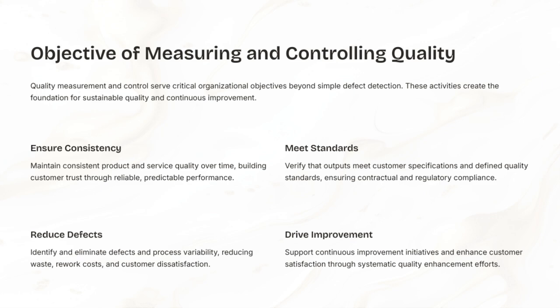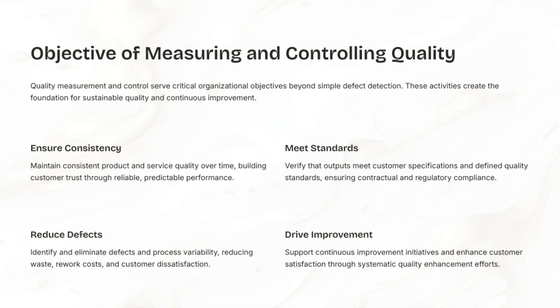Next, reducing defects involves verifying that our outputs meet both customer specifications and the quality standards we've set. This step is crucial for ensuring we remain compliant with contractual and regulatory requirements, safeguarding our reputation and trust. Maintaining consistency is equally important. By delivering products and services of reliable quality over time, we build trust with our customers. Consistency leads to predictable performance, which is key to long-term success.